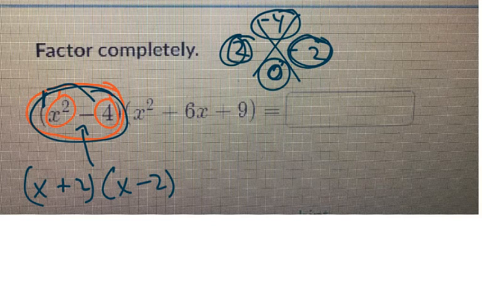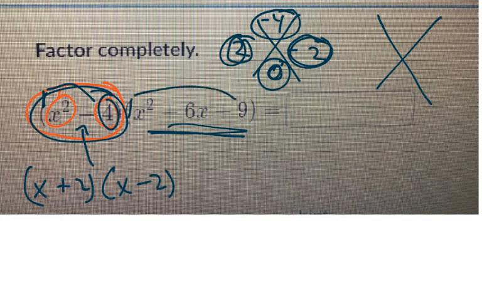Bottom line, you got to recognize those perfect squares, guys. You know, 4, 9, 16, 25, 64, all of those are perfect squares. Okay? Now, the second parentheses is just a regular x.